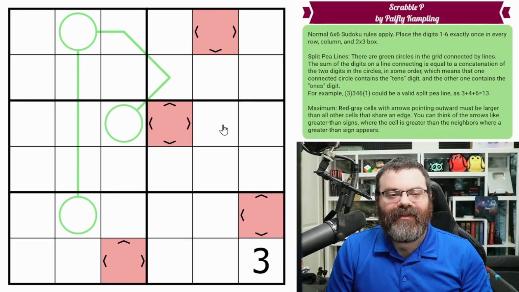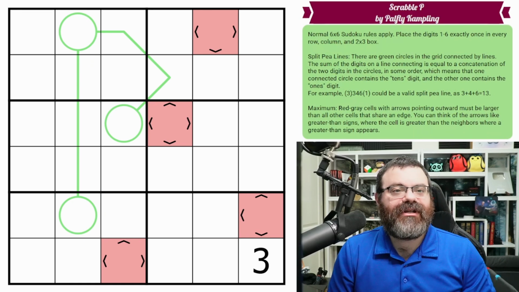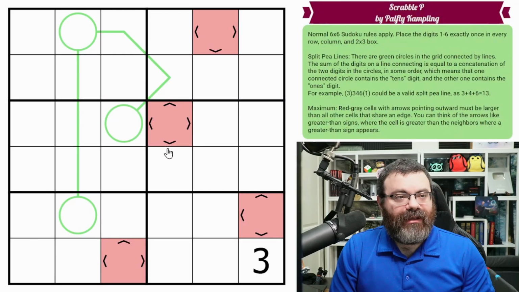All right, that is it. Those are the rules. There's a link in the description if you'd like to try the puzzle yourself, and I'm going to get started right now.